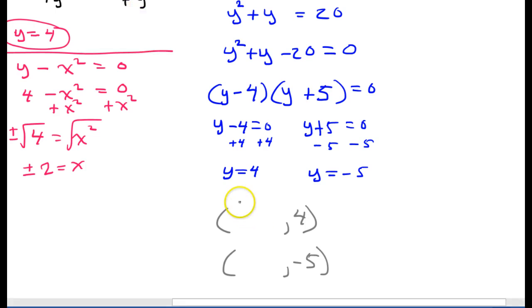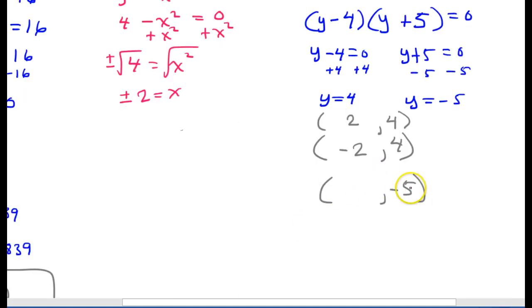So I feel like I should add on to here. So for this y value of 4, I get to use it twice. So I have plus and minus 2. So I have 2 comma 4 and I have negative 2 comma 4.